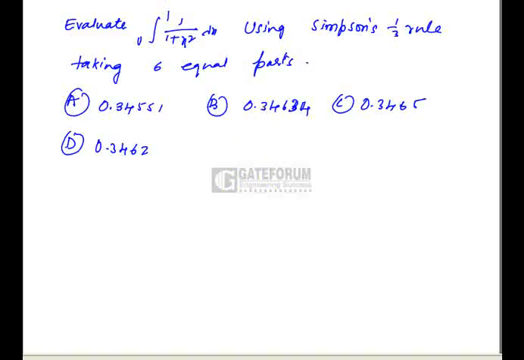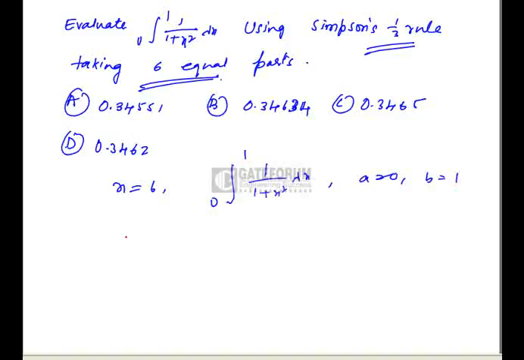In this problem, we have to evaluate the integral from 0 to 1 of 1 by 1 plus x square dx by using Simpson's one-third rule, dividing into 6 equal parts. Now here n is given as 6 and the integral is from 0 to 1 of 1 by 1 plus x square dx, whereas a is 0 and b is 1. Let us calculate h. h is nothing but b minus a by n, which is 1 by 6.